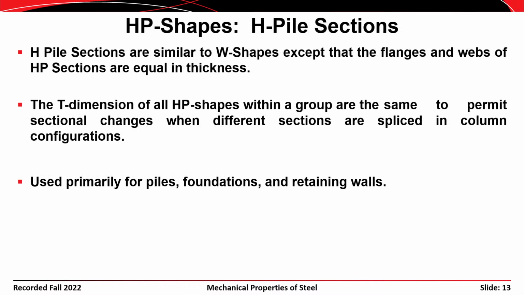Okay, H piles or HP shapes are also used from time to time. They're similar to W shapes, except that with an H pile section, the flanges and the web have the same thickness. With a W shape, the flanges are always thicker than the web, but with an H pile shape, the flanges and the web have the same thickness. So like W shapes, the T dimension of all HP shapes is the same to permit section changes with different cross sections, and they're used primarily for substructures or foundation work. So piles, retaining walls, foundations, things of that nature.